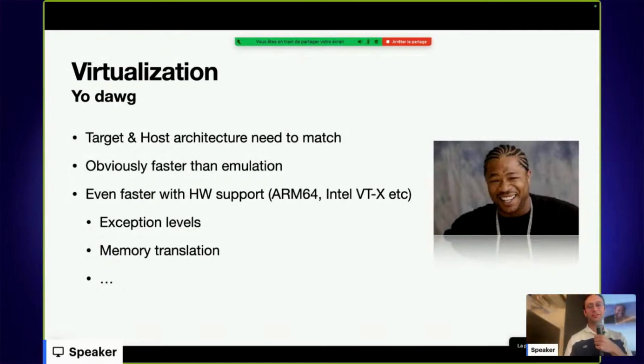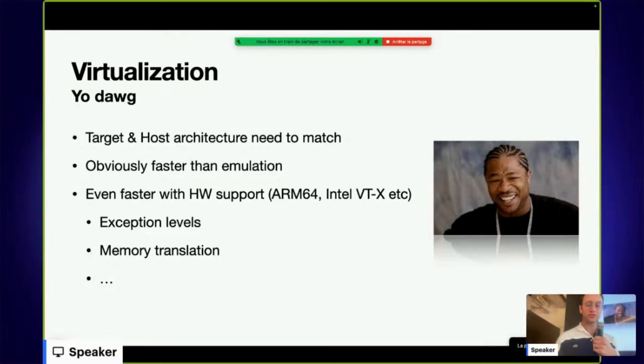And then you have virtualization. Virtualization is about running a system, just like emulation, but the difference is that the target and host architecture need to match. If I have an Apple Silicon machine with an ARM64 chip, I can only virtualize systems with the same architecture. Same thing with an old Intel Mac: I can only run Linux Intel or Windows Intel. So it's obviously faster than emulation because you do not have that much translation to make, since the instructions are almost the same. And it's even faster with hardware support.